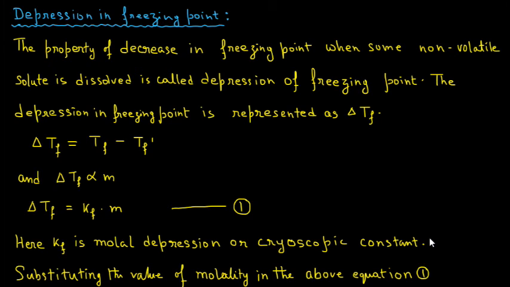Now, depression in freezing point. The property of decreasing in freezing point when some non-volatile solute is dissolved is called depression in freezing point. The depression in freezing point is represented as delta Tf. Delta Tf is equal to Tf minus Tf dash, and delta Tf is directly proportional to m, so delta Tf is equal to Kf multiplied by m.